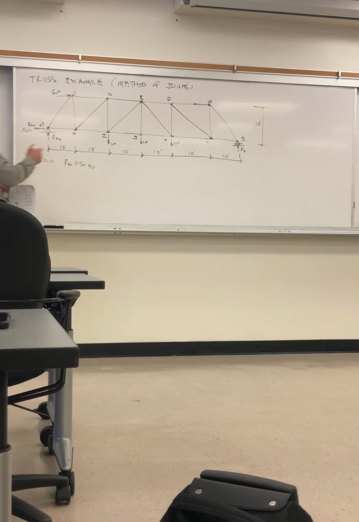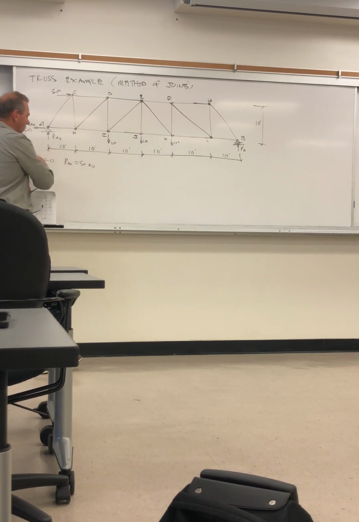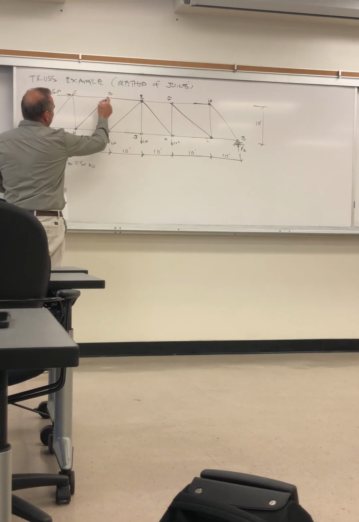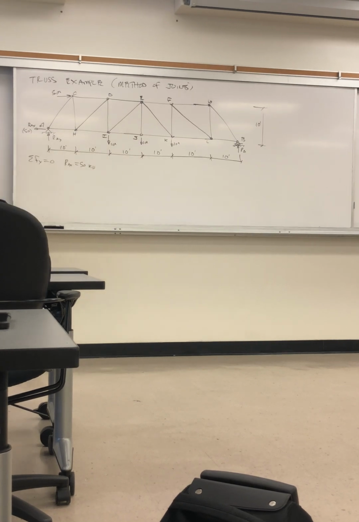Like I said, if we also had other horizontal forces applied, that would be included in this equation, right? If we happen to have, let's say, another 10 at D to the right, then this would have been 60 kips.